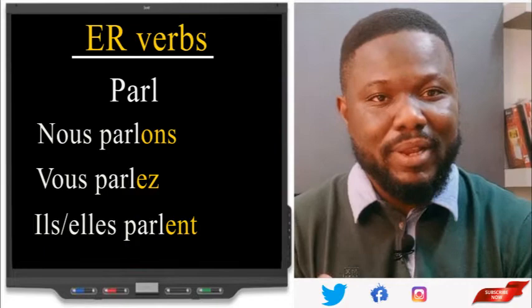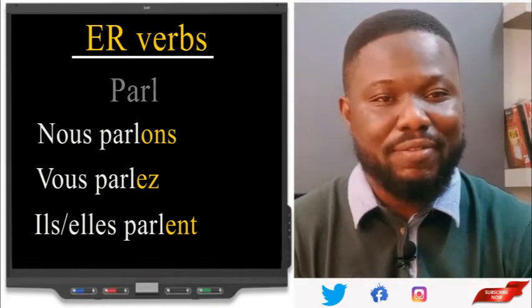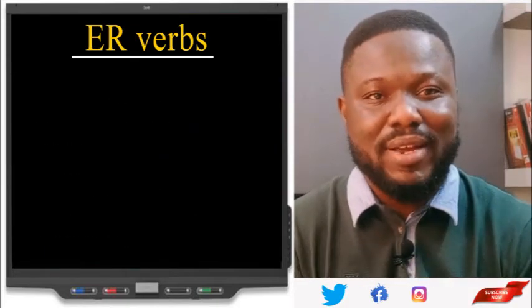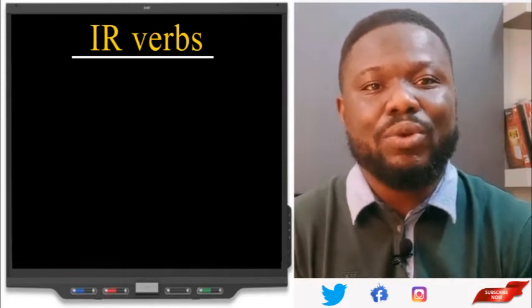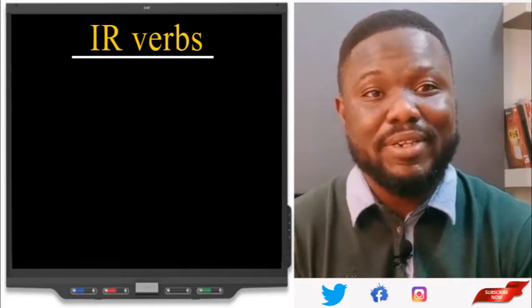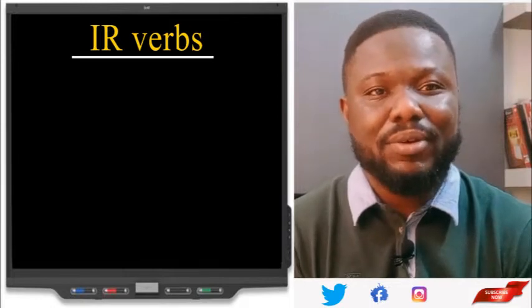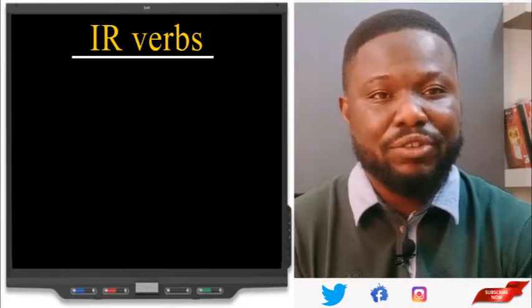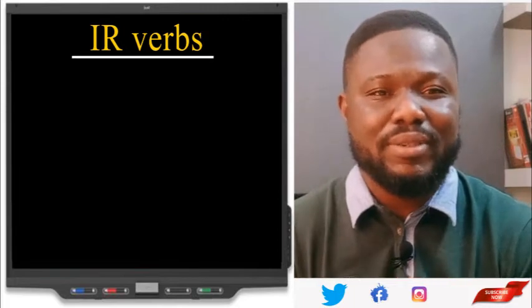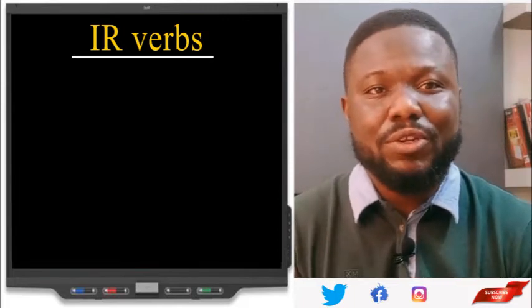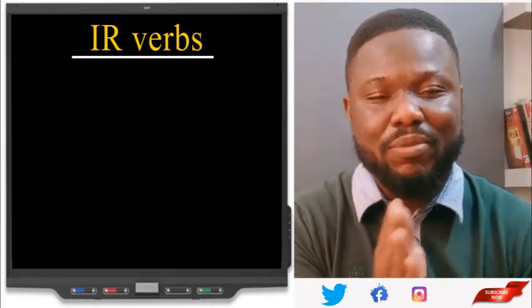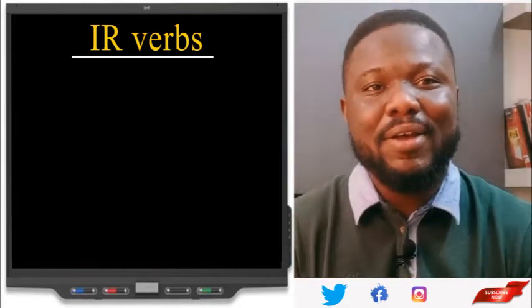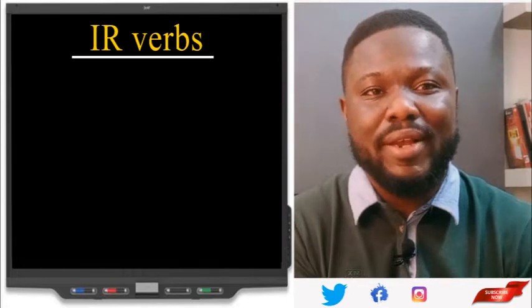Now, let's move quickly to the IR verbs. We are going to have more exercises at the end. So now IR verbs. How do we conjugate IR verbs in present tense? Same scenario. Here you have choices, but I'm going to give you the most common one. So with IR verbs, same thing: take the ending IR out, remove the IR, and then replace that with the following endings.